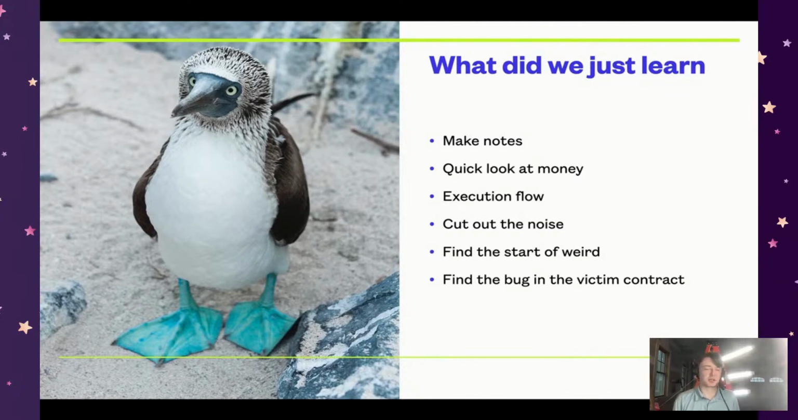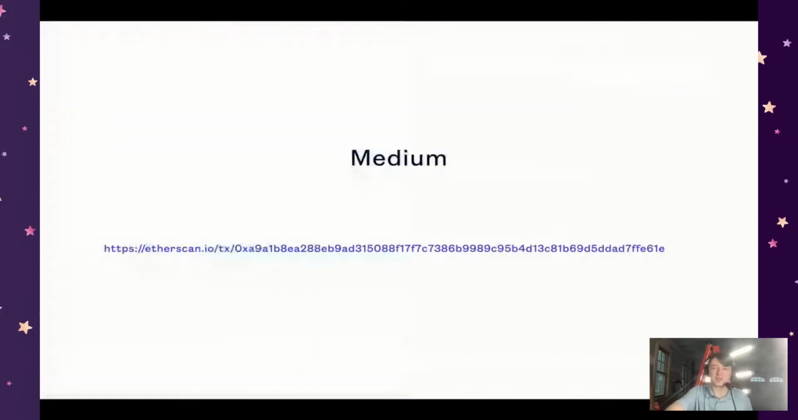I tend to start with a very quick look at the money to see who gained, who lost, and then the main thing for me is looking at the execution flow. Cut out the stuff that's not useful to you. Attacks often spend a lot of their transactions, maybe even the majority of their transactions, on things that are not actually the vulnerability. Find where things go weird. Usually that's where the vulnerability is opened, and then find the bug in the victim contract. So that's kind of the standard way of working through a bug.